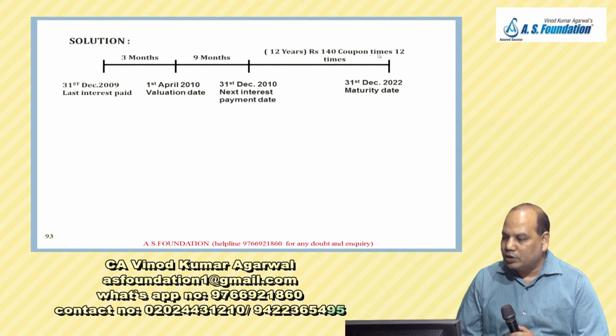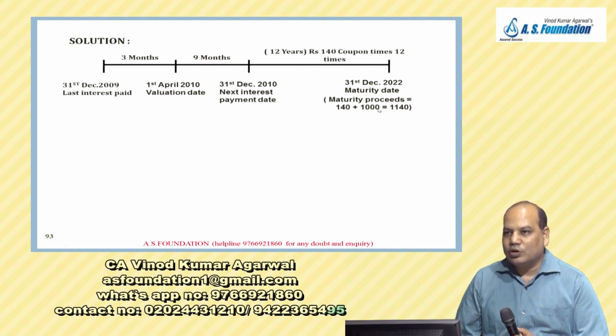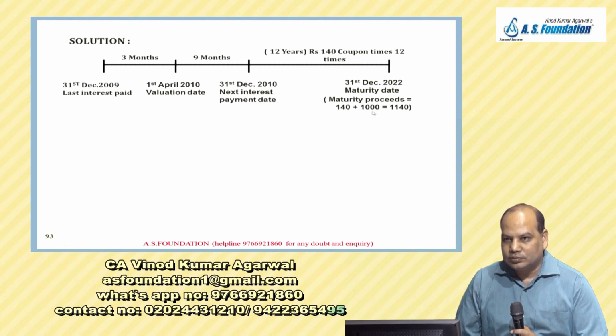140 rupees coupon will be received 12 times after this date. And of course, this coupon is also pending. On maturity date, you will receive not only the coupon, you will also receive the face value. On maturity date, we will receive coupon plus face value.